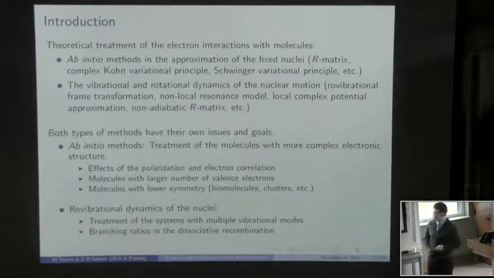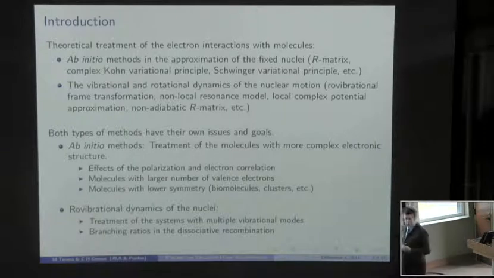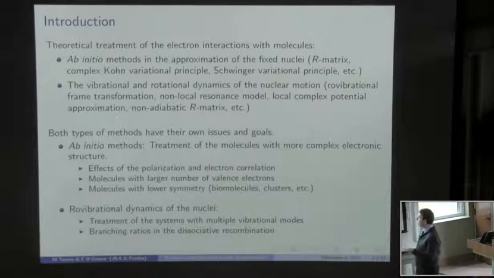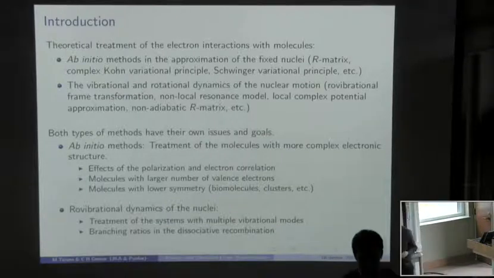The theoretical methods of electron-molecule scattering can in principle be divided into two categories. The ab initio methods that are using the molecular electronic structure theory to treat the electron-molecule scattering in the fixed nuclei approximation, and the methods dealing with the vibrational and rotational dynamics of the nuclei. And both types of methods have their own set of issues and their own set of goals.